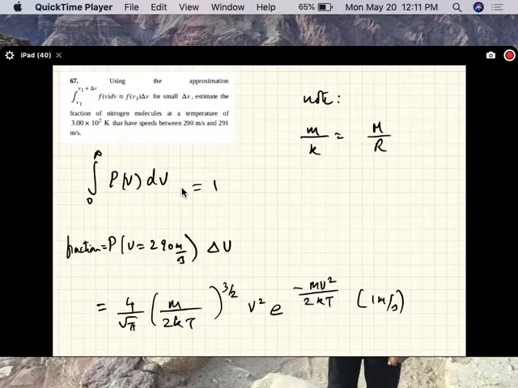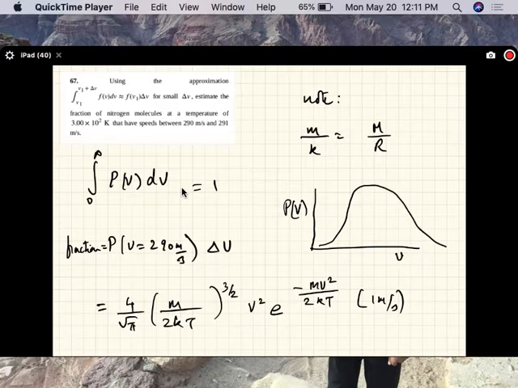Now we have the Maxwell-Boltzmann distribution. The Maxwell-Boltzmann distribution tells you the probability of a molecule having a certain speed. The function looks like that, and this function is given by that. That's the probability function.